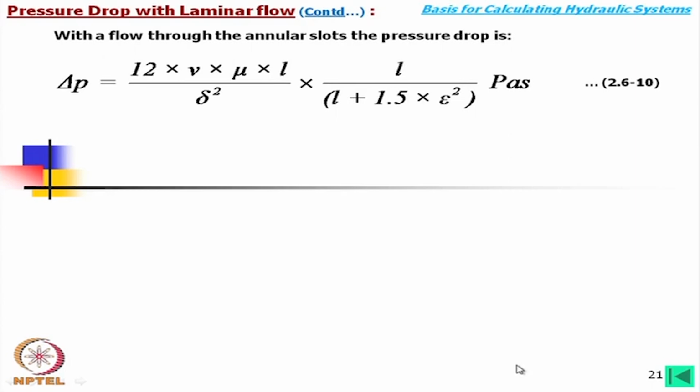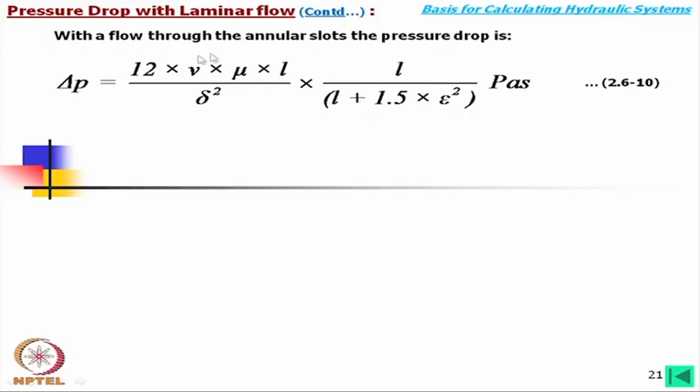Next, the flow through annular slots. When it becomes a slot, delta is the height, and this is an annular slot. In that case, a factor is multiplied with this, where epsilon is the eccentricity. An annular slot means you can say two circles are there, but there is some eccentricity, so this change will be there. If the eccentricity is 0, this factor is 1. Okay.